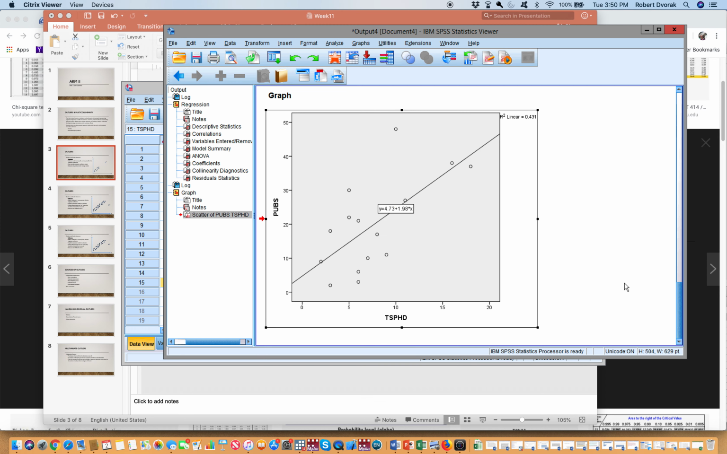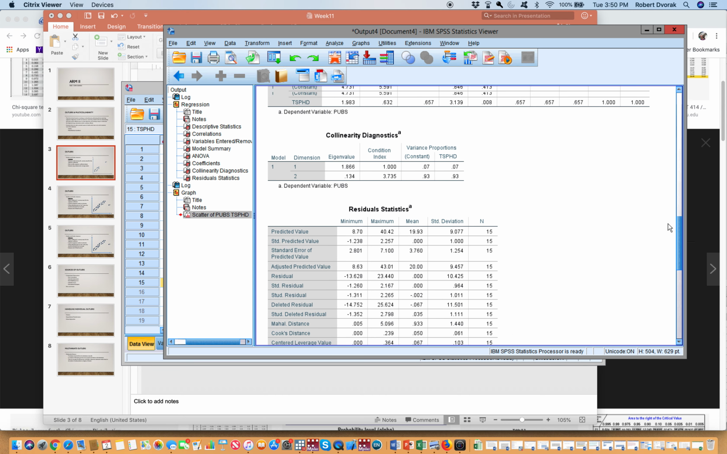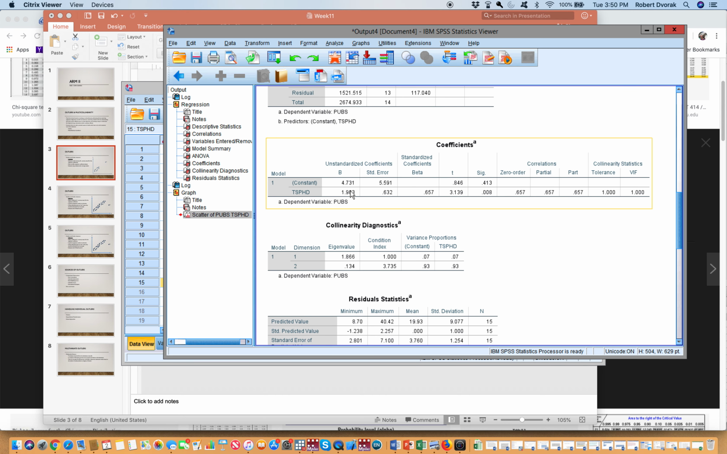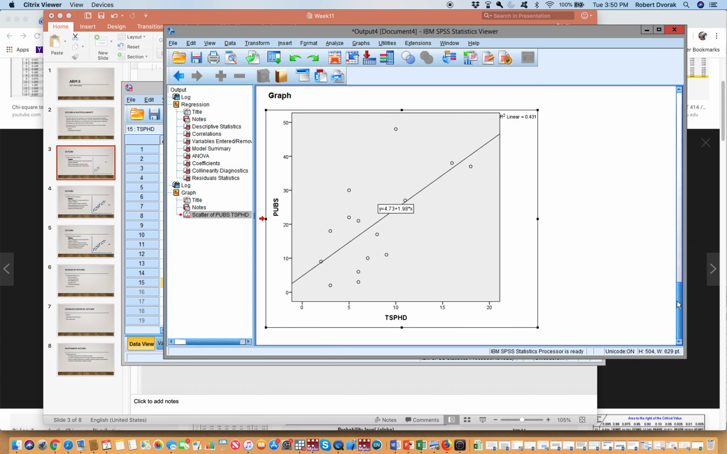Okay. So here's our basic regression equation. 4.73 is our intercept, 1.98 times x is our slope, and actually if we scroll up here, we'll see 4.73, 1.98. Those should map onto our regression model, and they do. They map on perfectly. And so none of these actually look that bad.